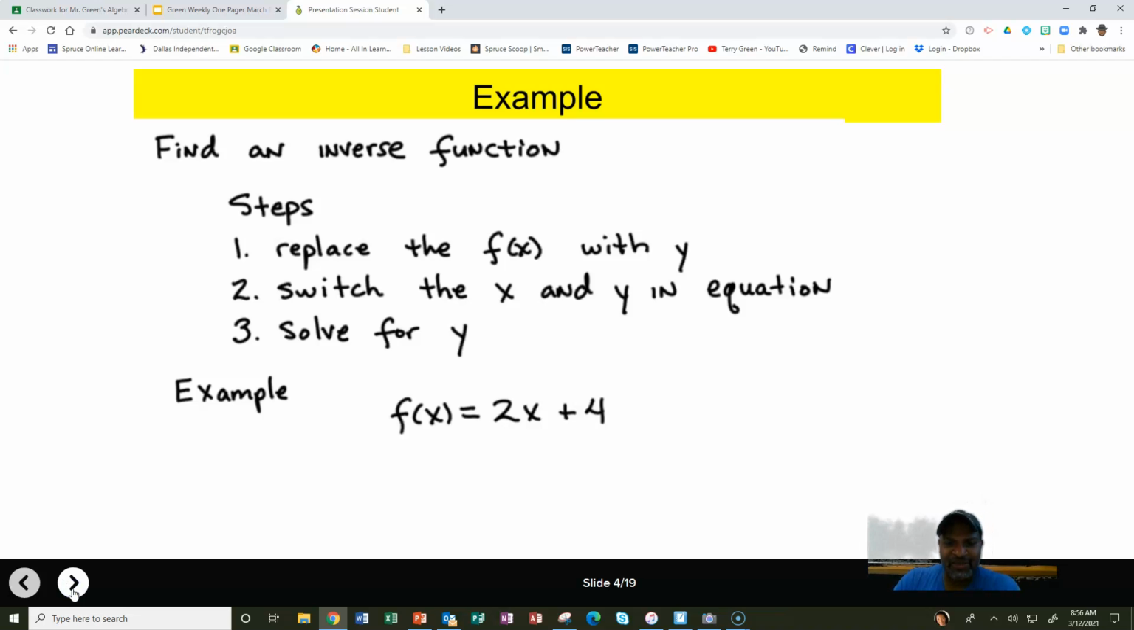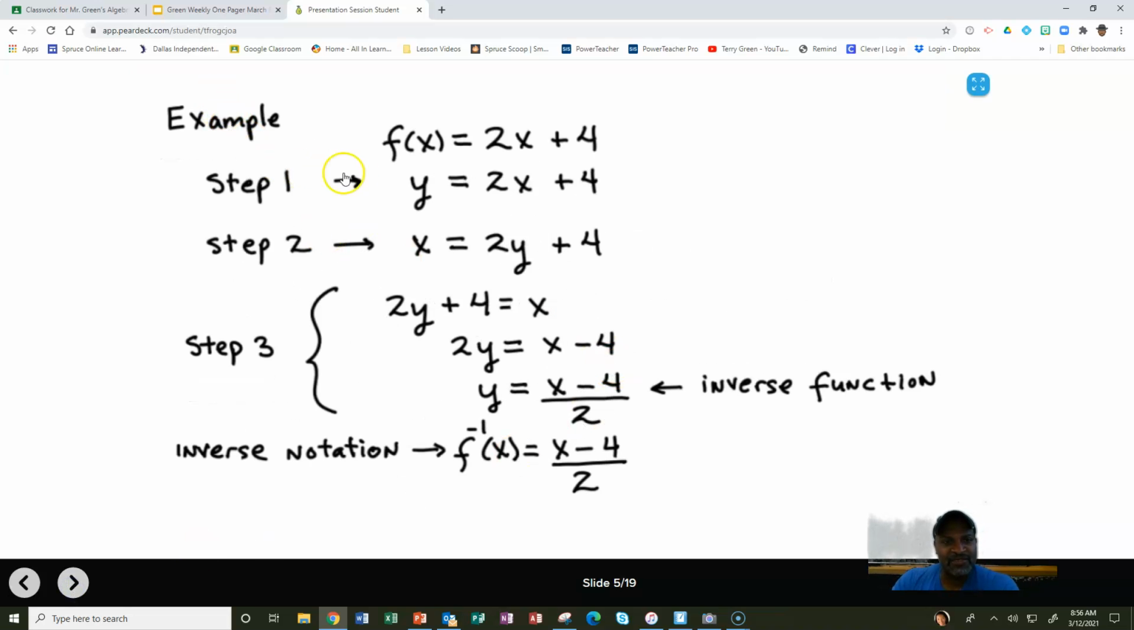So here's one example. It's done kind of like the way you would do it. We have f of x equals 2x plus 4. Step one, you're going to replace the f of x with y. And so that's what we did. Now we have y equals 2x plus 4. Step two, we're going to switch or exchange x and y. Change the y to x, change the x to y right here.